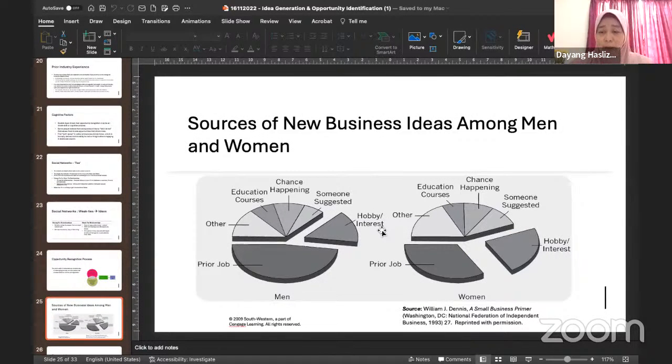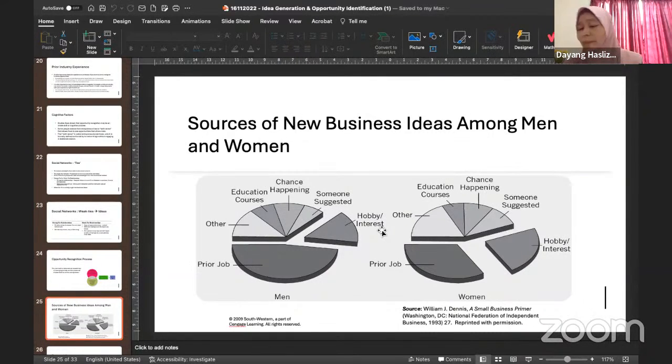This is based on a paper about sources of new business ideas between men and women. Men happen to get business ideas almost 50% from their prior jobs. The other half is from other sources: from education, by attending courses, by discovery, chance happening, by someone suggesting, and also about, how much is it, more than a third, maybe a quarter. About 12% is out of hobby or interest.